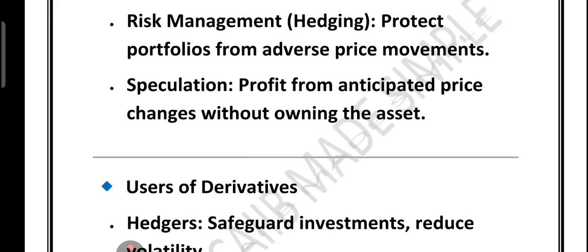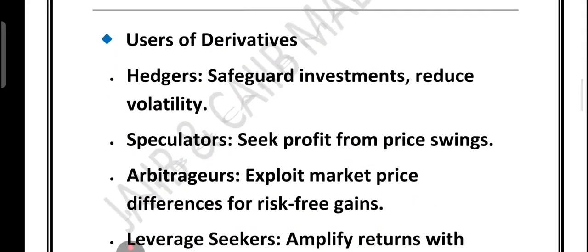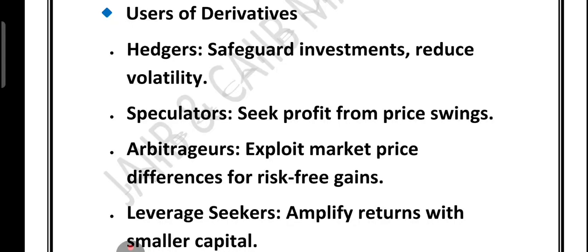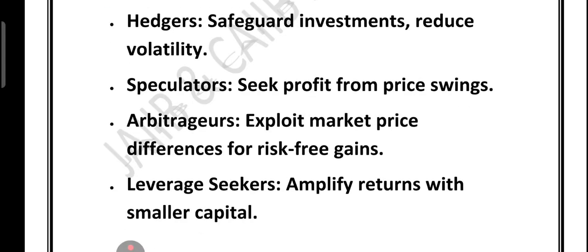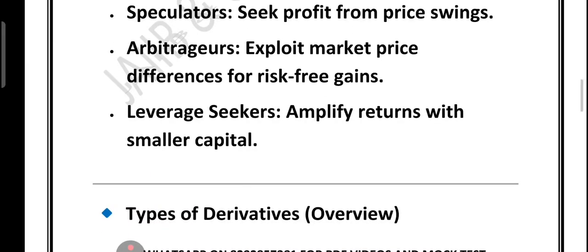If you look at the users of derivatives, the first user is the hedger, right? Hedger means what? He safeguards investment and reduces volatility. Speculators also use derivatives to seek profit from the price swing. The arbitrager exploits market price differences for risk-free gain. The leverage seeker amplifies return with a small capital.